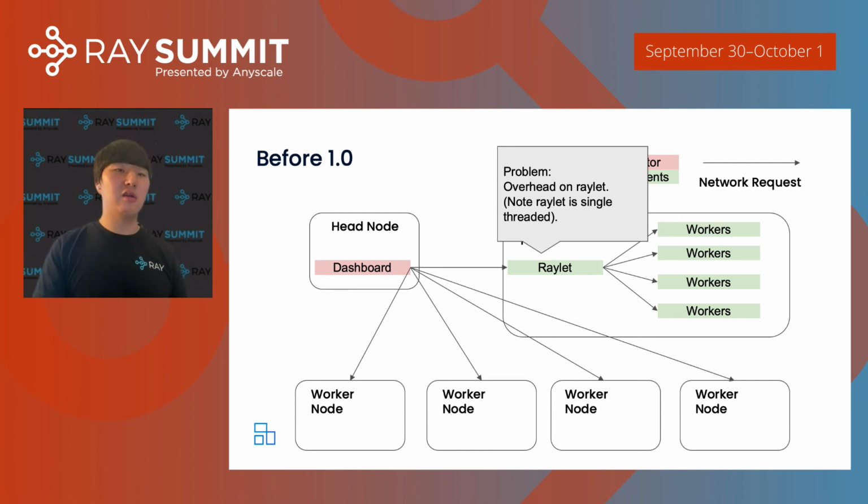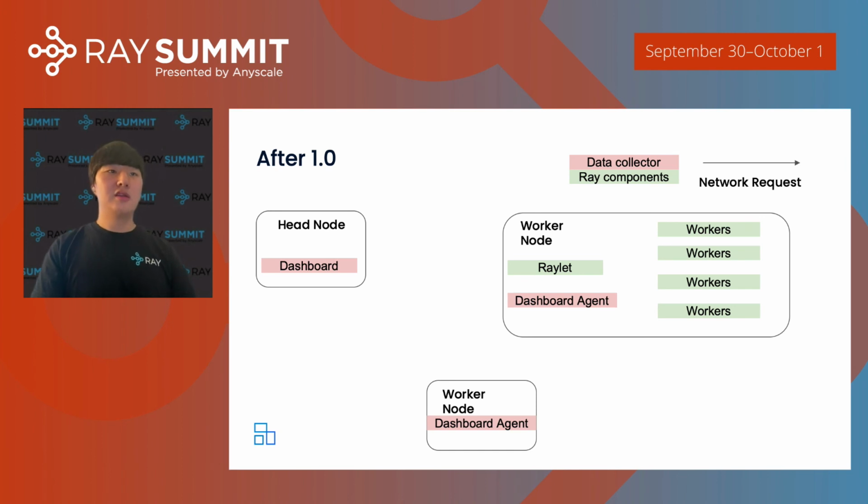This actually incurs really high overhead because the Raylet is on the critical path, which means some of the Ray APIs we are running always have to pass through the Raylet. And since the Raylet becomes busy collecting metrics, the system started having overhead and the whole thing became a little slower. So let's see how the architecture has changed after 1.0.